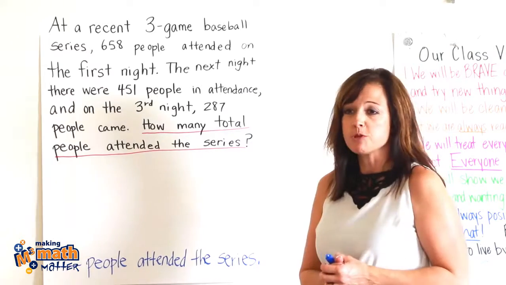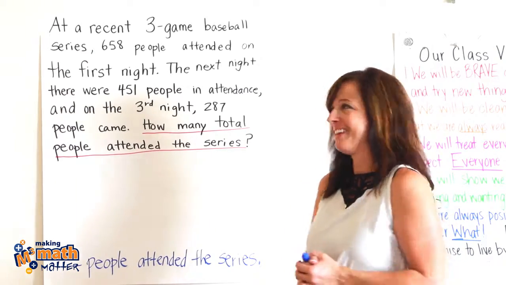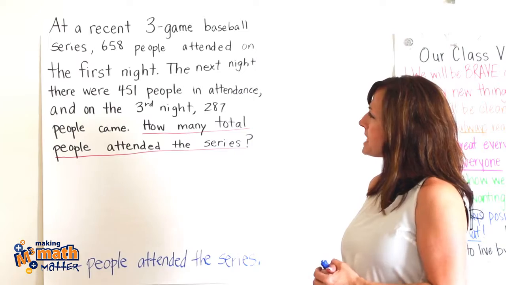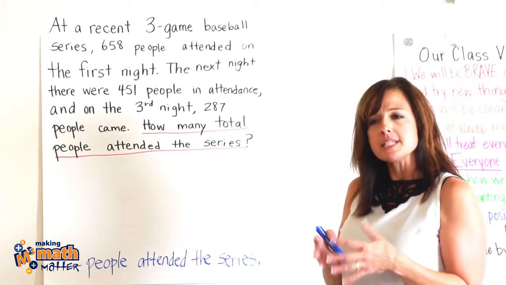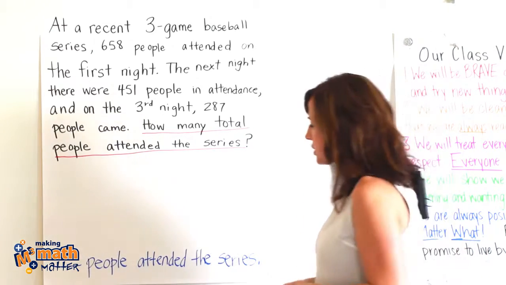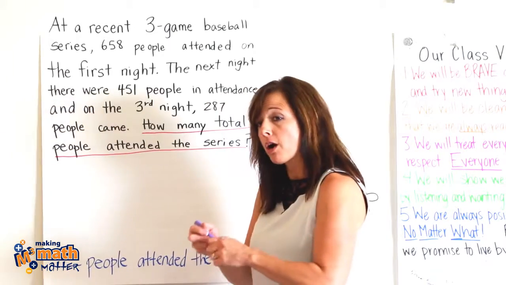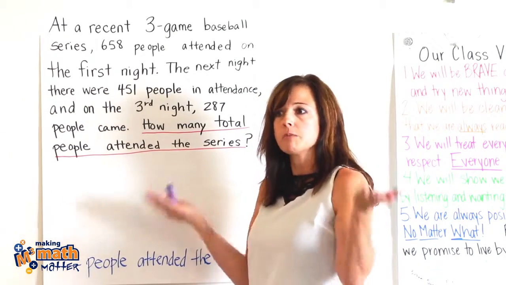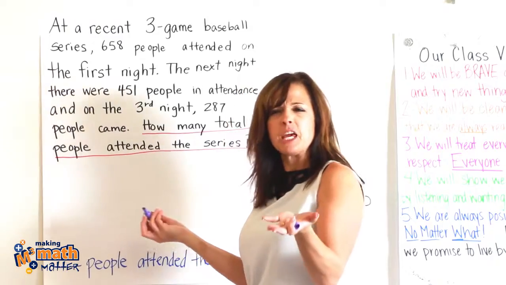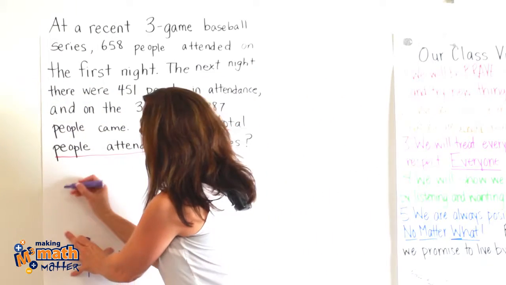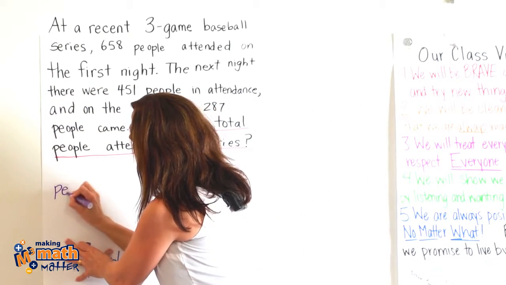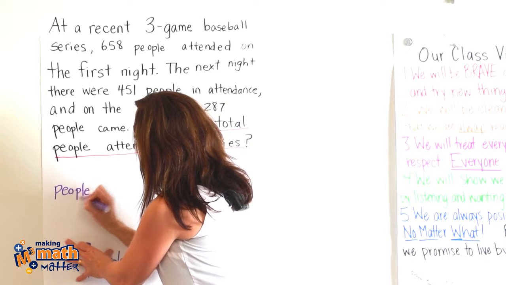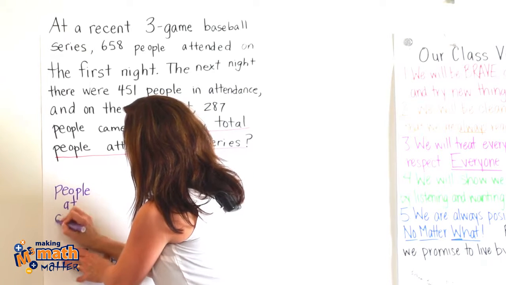Okay, now it's time to draw the model. Are you ready? Okay. This problem is about people going to baseball games. So we're actually going to label our bar people at baseball games. Or people at the games, that might be shorter. So over here, I'm going to label my bar people at games.